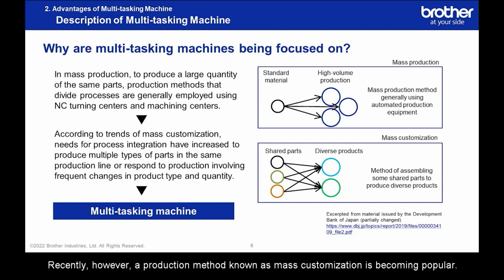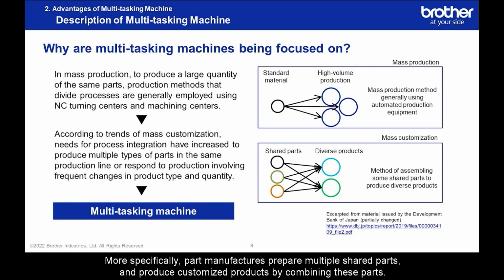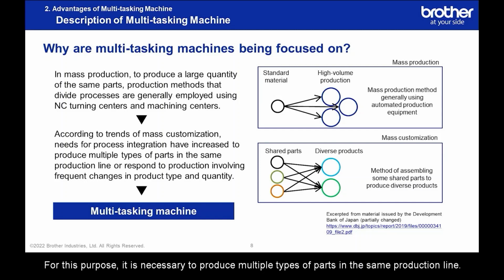Recently, however, a production method known as mass customization is becoming popular. There are more cases where parts manufacturers provide customized products to meet customers' requirements. More specifically, part manufacturers prepare multiple shared parts, and produce customized products by combining these parts. For this purpose, it is necessary to produce multiple types of parts in the same production line.